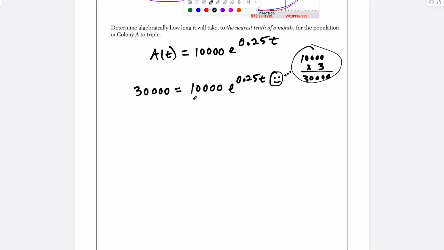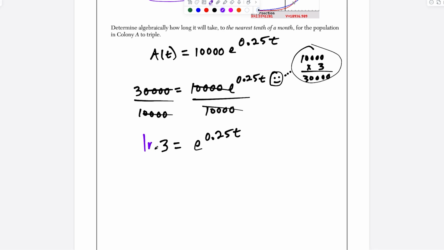And now I just have to do some algebra. So I divide both sides by 10,000. And on the right side, these terms cancel. And on the left side, when we divide by 10,000, I'll just cross off the trailing zeros here. So we get rid of these 4 zeros and these 4 zeros. And this tells us that 3 equals e to the 0.25 times t. And from this step, what I would do is take the natural log of both sides. And the reason being, natural log and e are opposites, so they cancel each other out. And that'll leave us with, in the next line, natural log 3 equals 0.25 times t.